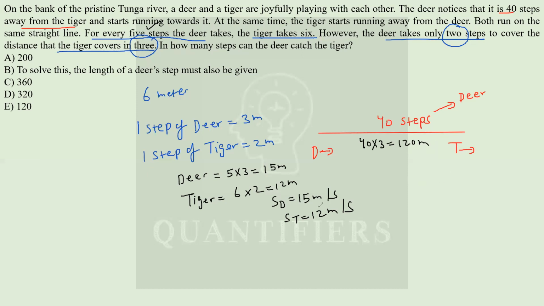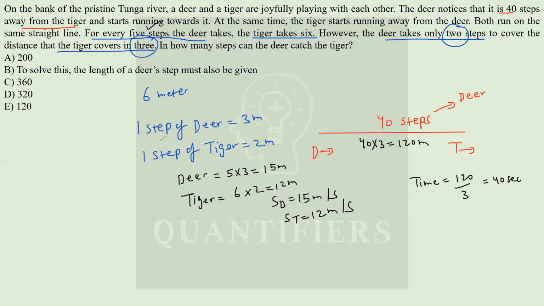And students, we know the speed of deer and tiger, so we can find the time. Time is equal to distance upon speed. Distance is 120, relative speed, going in the same direction, so we'll take the difference. This comes out to be 40 seconds. Okay, so that means after 40 seconds, deer will catch the tiger.